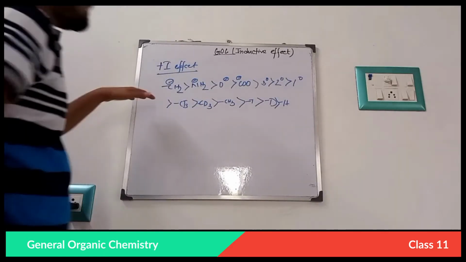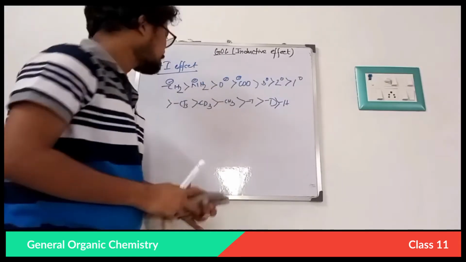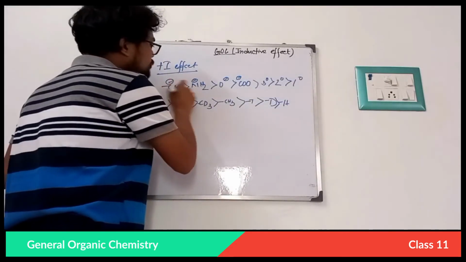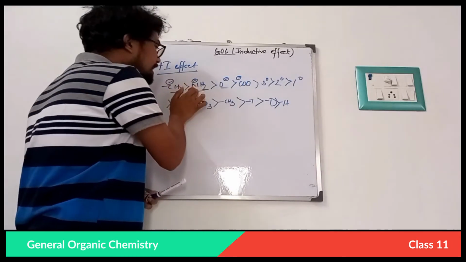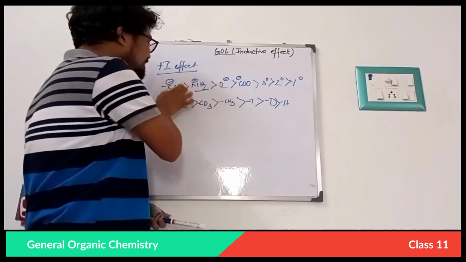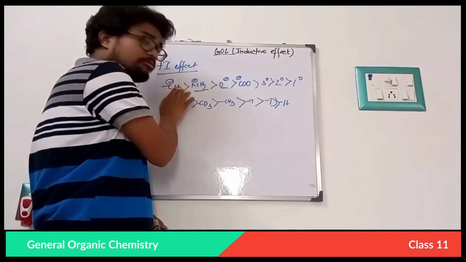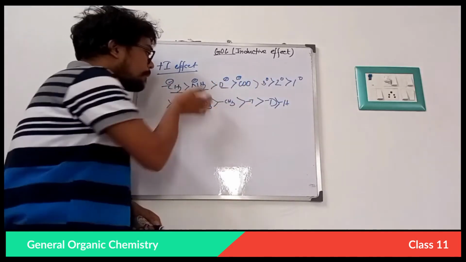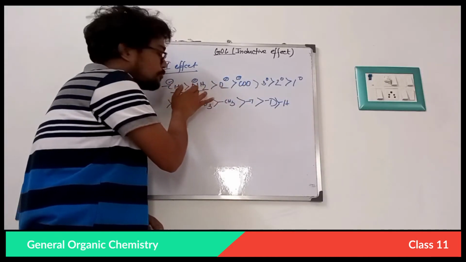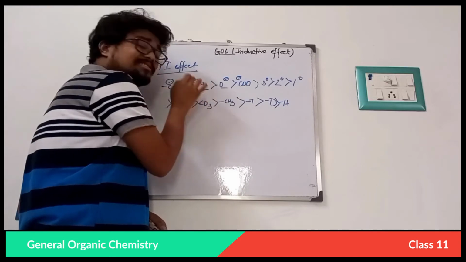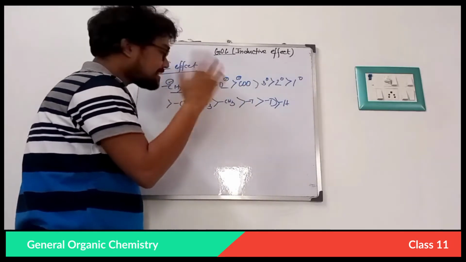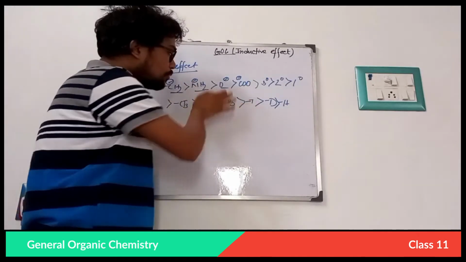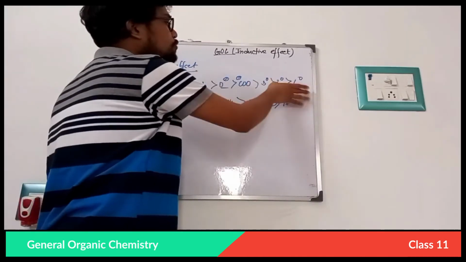Now this is the order of plus I effect, and this is very simple. Now listen: CH2 minus, NH2 minus, and O minus. Carbon is less electronegative than nitrogen and oxygen, so it will easily release or donate its electron density. But nitrogen is more electronegative than carbon, so it doesn't want to give the electron density towards any atom. It happens so. Then O minus, then 3 degree, 2 degree, 1 degree.